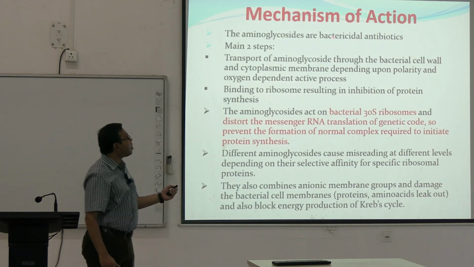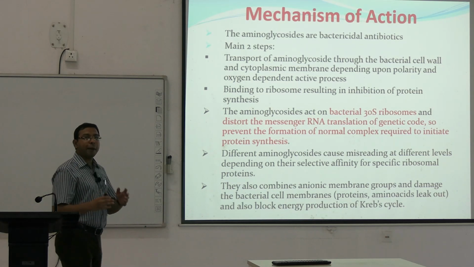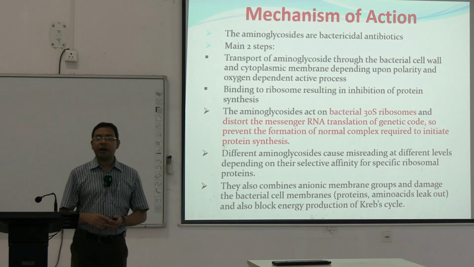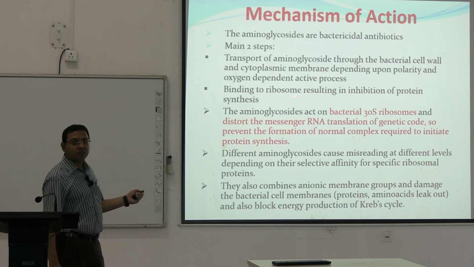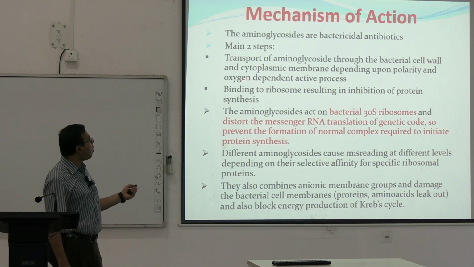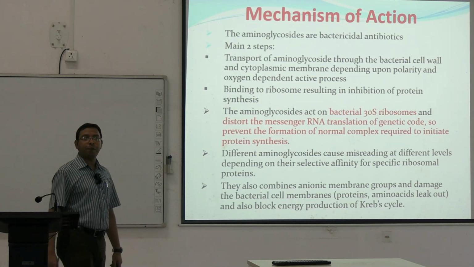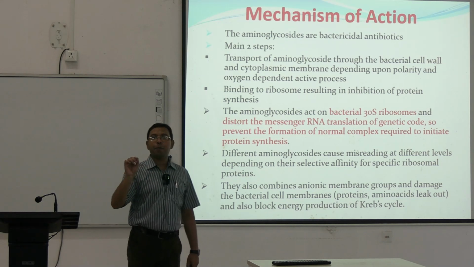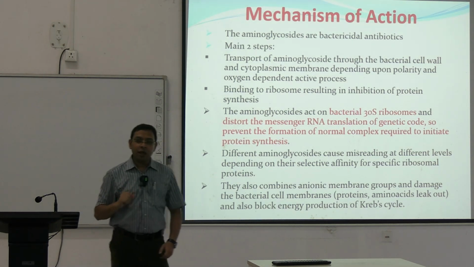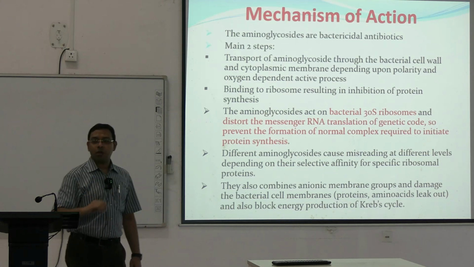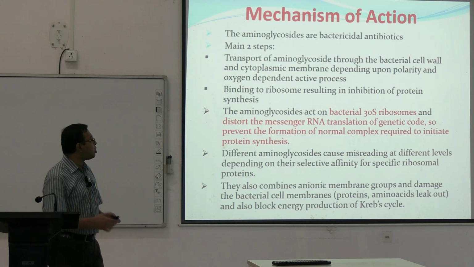The aminoglycosides are bactericidal antibiotics. Already we have seen there are two main steps by which it interferes with bacterial protein synthesis. First, the aminoglycoside is transported within the bacterial cell wall and cytoplasmic membrane, depending upon polarity, by an oxygen dependent active process. So an oxygen dependent active process is needed for the aminoglycosides to enter the bacterial cell. That's why it is not active against the anaerobes. For the anaerobes there will be no oxygen, so the aminoglycoside will not enter the cells.